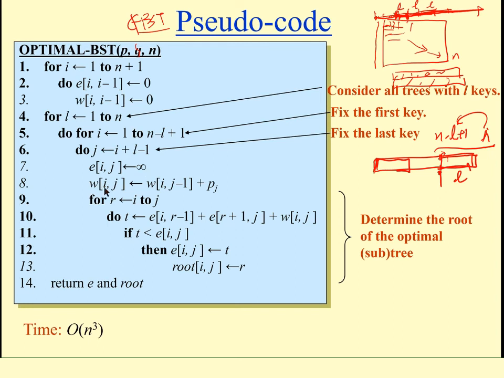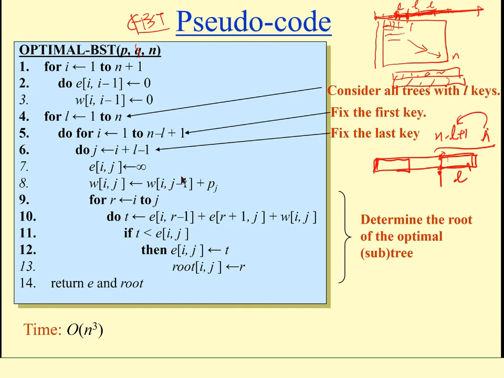And for W(i,j), we use the previous W(i,j-1) and then plus p_j. This is just because we increased the subtree size by 1. But W(i,j-1) has been solved before, so you don't need to do that summation again from I to j, summing all of the values again from the beginning.